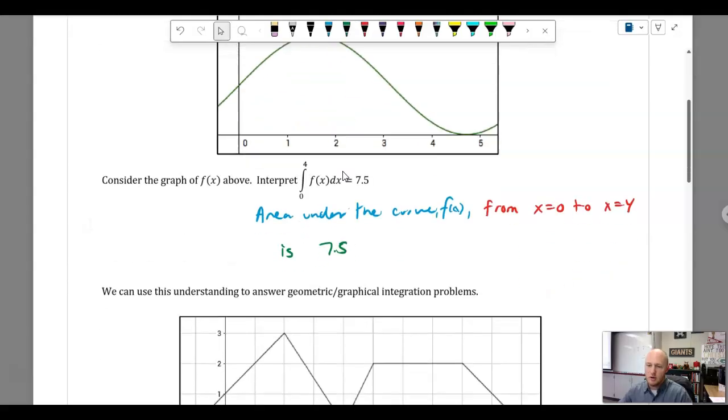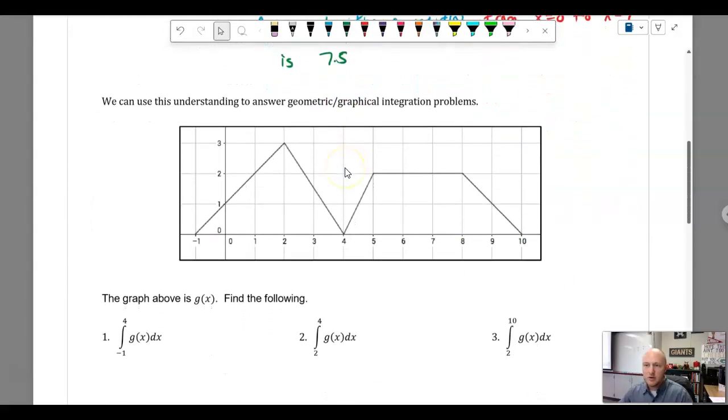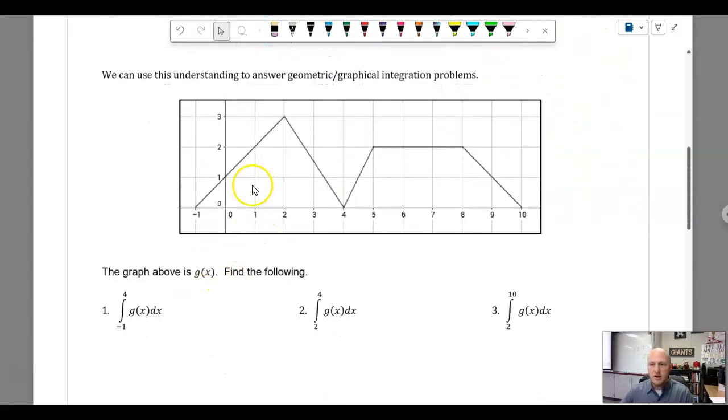We're going to use this knowledge in order to help us calculate integrals given graphs that are line segments containing rectangles, triangles, semicircles, and so on. Okay, so here we have the graph of g of x above. Find the following: the integral from -1 to 4 of g of x dx. Since I'm starting at -1 and going to 4, that is going to be the area under this curve. And so this is a triangle.